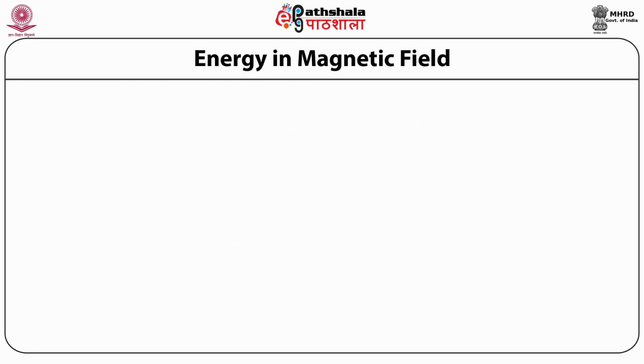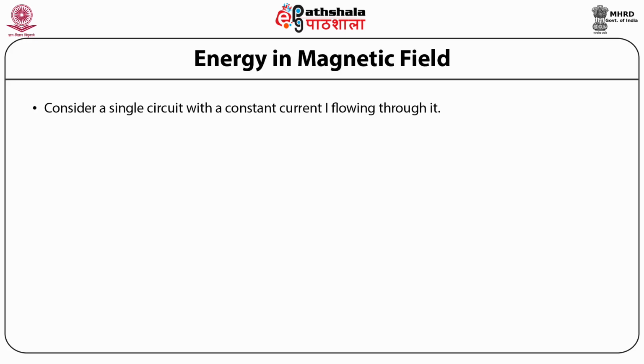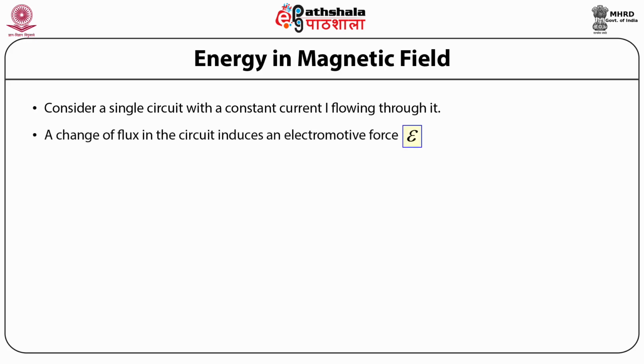Energy in magnetic field. Now let us try and calculate the energy in magnetic fields. So now let us consider a single circuit with a constant current I that is flowing through it. Now we all know that whenever there is a change in the flux in the circuit, it will induce an electromotive force epsilon, which is the consequence of the Faraday's law of electromagnetic induction.